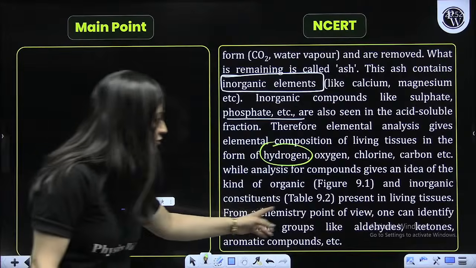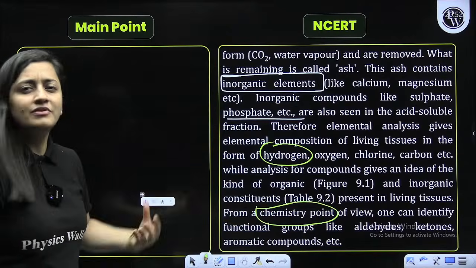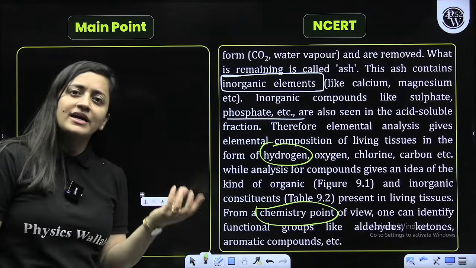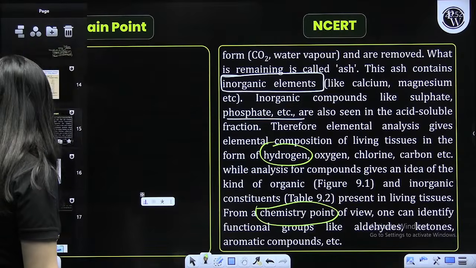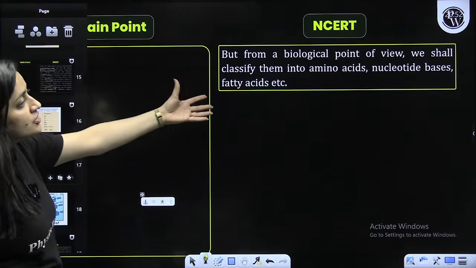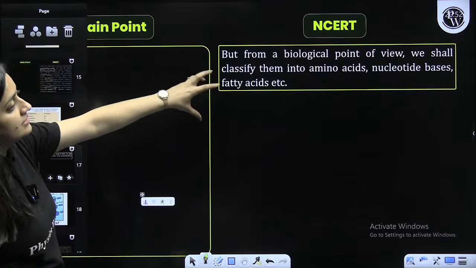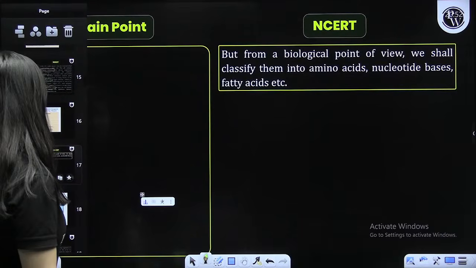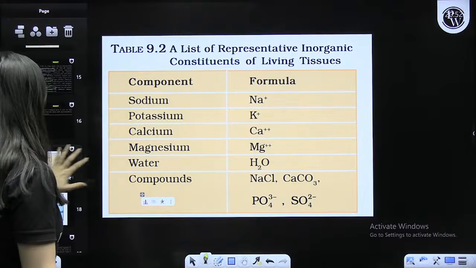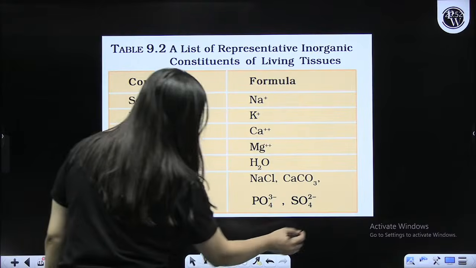Then they are saying that from the chemistry point of view, we will check the functional group, whether it has aldehyde, ketone, aromatic compounds, etc. Or from the biological point of view, we shall classify them into amino acids, nucleotides, etc. So that is it. Now look at this particular table.